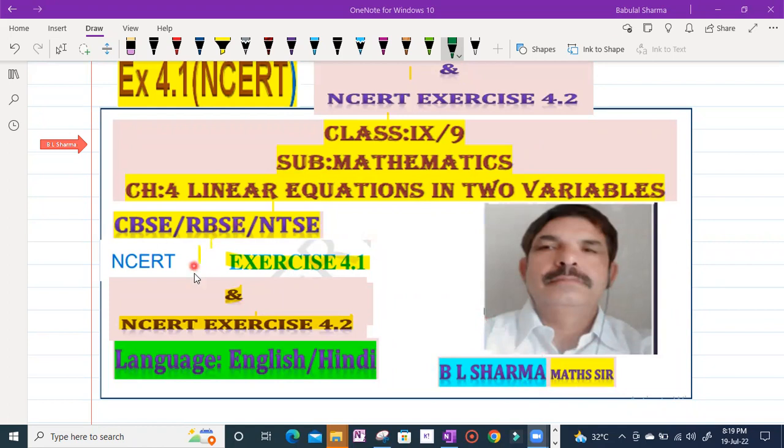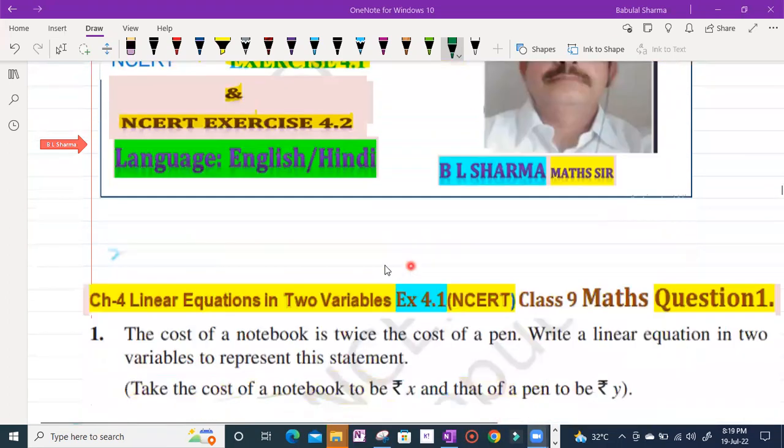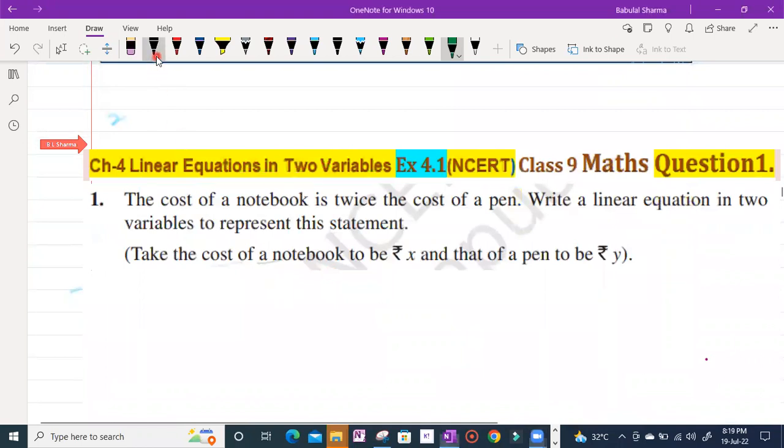Discussing Exercise 4.1 and Exercise 4.2 of Chapter 4, that is Linear Equations in Two Variables, of Class 9 Mathematics. So here is question number 1 on your screen. The cost of a notebook is twice the cost of a pen. Write a linear equation in two variables to represent this statement. We read the question carefully.